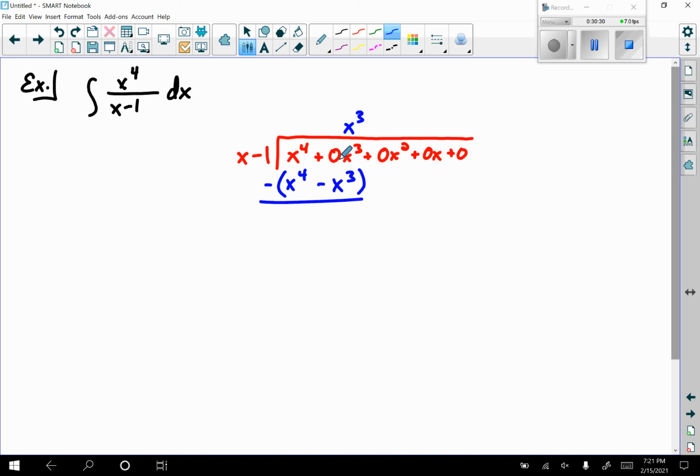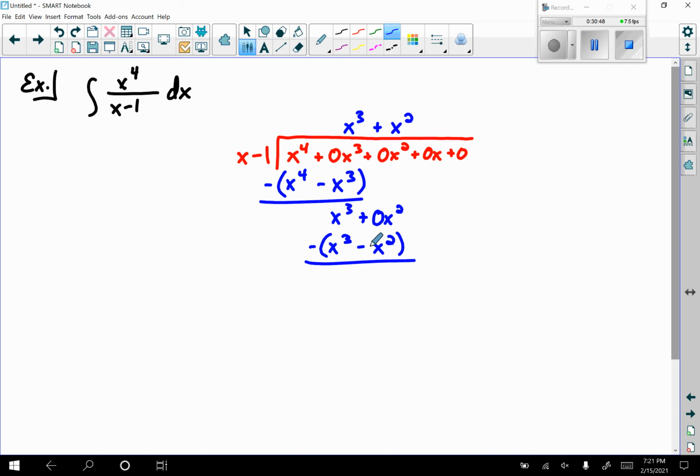Then I get 0 minus a negative x cubed, so I'm going to get a positive x cubed. Then I bring down the 0x squared. So x times what is x cubed and x squared? So that goes here. Multiply x squared times x is x cubed. Then we get a minus x squared. And we subtract. x cubed minus x cubed is gone.